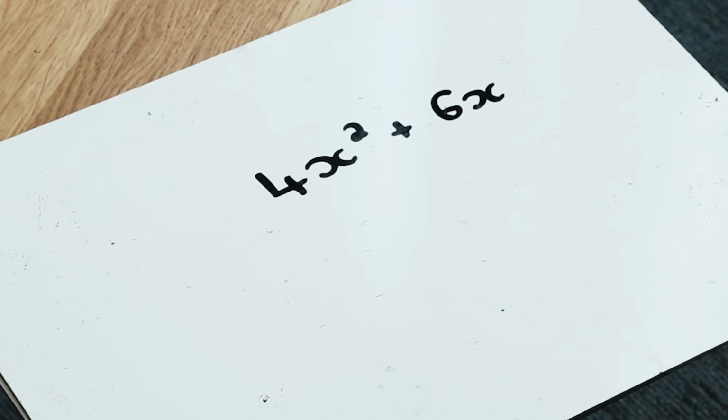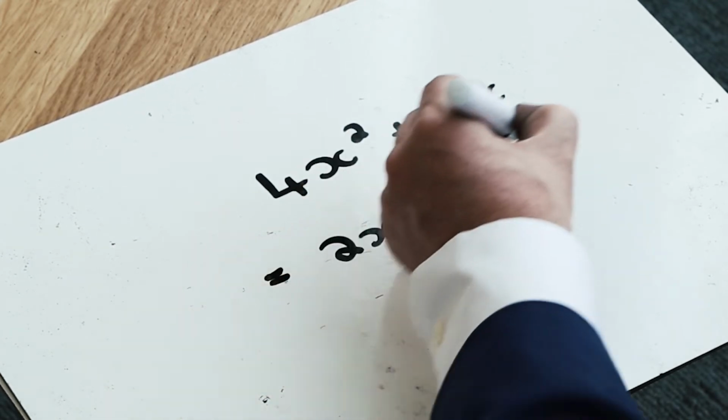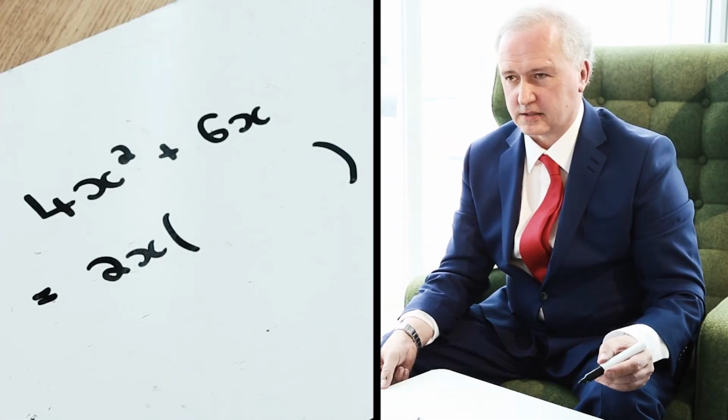So if I write down 4x squared plus 6x, and I know that I've got to factorise fully, I just focus on the numbers here and I say to myself, okay, I'm going to take out a 2, because 2 fits into 4 and 2 fits into 6. So I've taken out a 2, but I can also take out an x.